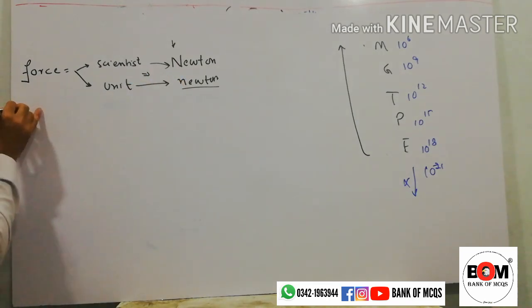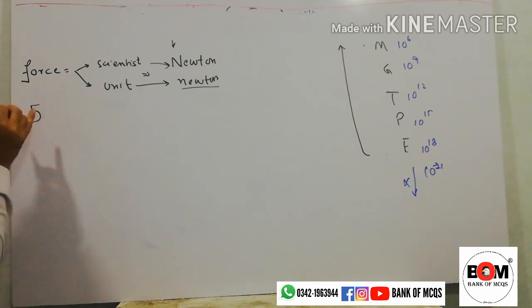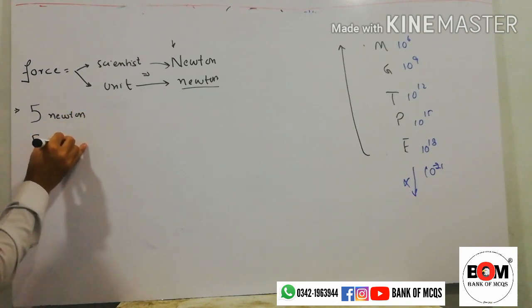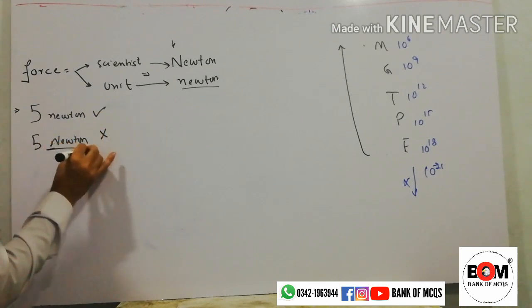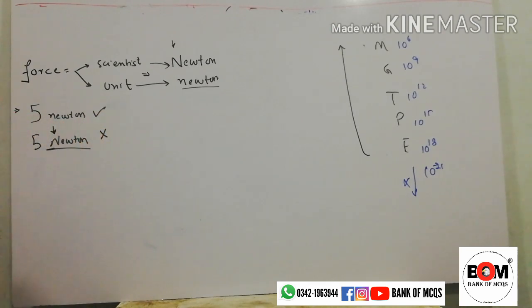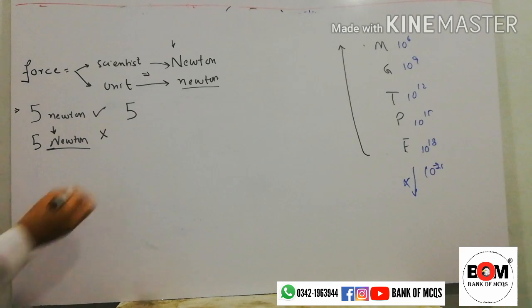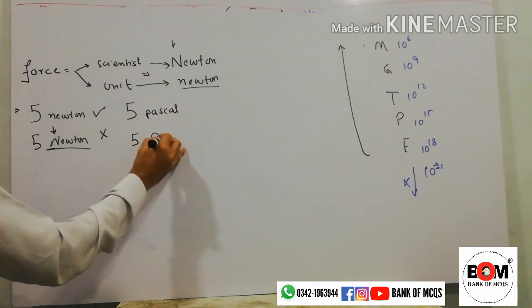For example, if someone says 5 newton force, so 5 newton or 5 Newton: this one is correct while this one is wrong, because when we start Newton with a capital letter, it shows us the scientist, while if it starts with a small letter, it shows us the unit. Same way, if 5 pascal, so 5 pascal or 5 Pascal.